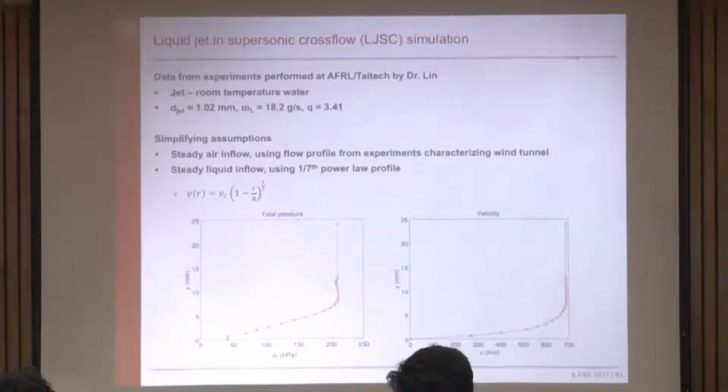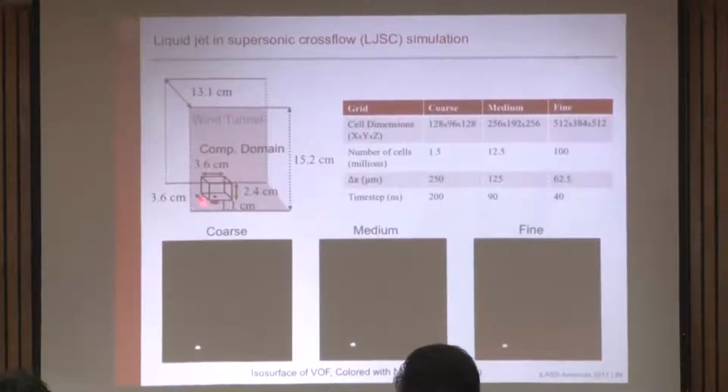Ultimately, our goal was to run a liquid jet in supersonic crossflow. And so we got some experimental data from AFRL, a boundary layer profile from AFRL. We got various conditions. And we plugged all this in a little computational domain around our liquid nozzle. And we ran first very coarse simulations, and then increasingly finer simulations of the problem. So this is a coarse simulation, proof of concept. Yes, it seems that the method works.